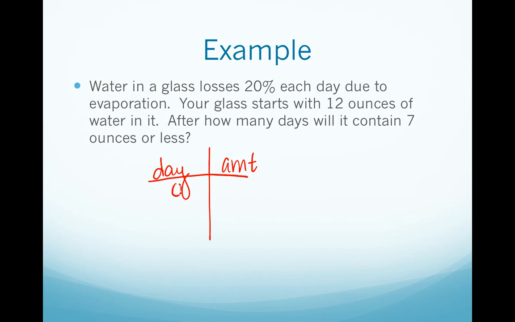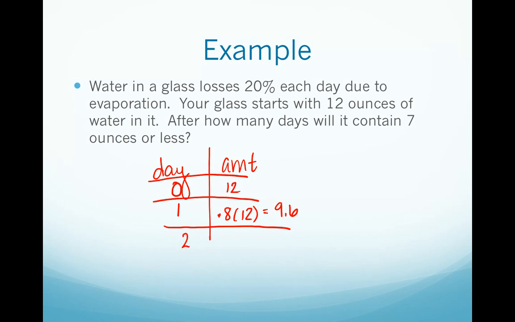So on day 0, or on your start day, you start with 12 ounces of water. So then after that, on day 1, your glass loses 20%. So that means it's retaining 80% of the amount. So we retain 80% of the 12 ounces. And so then I can just type that into my calculator. And I have 9.6 ounces. So that's not 7 ounces or less. So I need to move on to day 2.